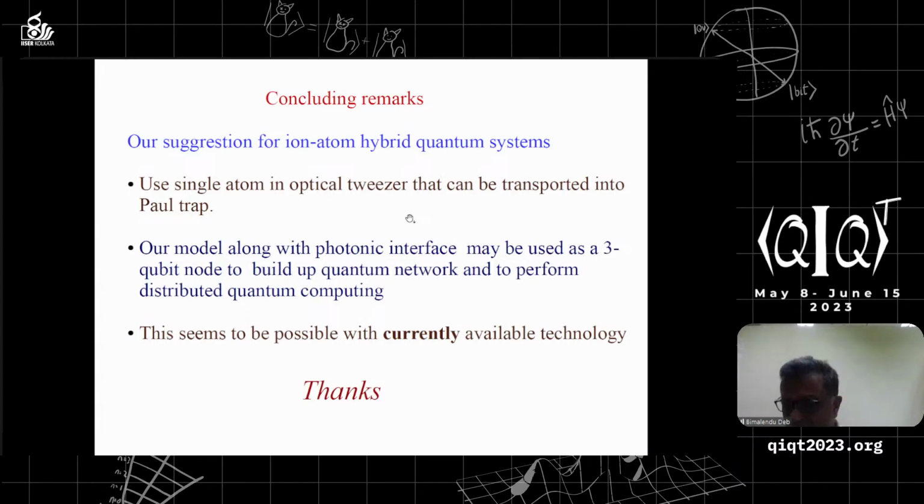Otherwise, one can make an admixture of the 2-qubit ground state with the Rydberg state to have strong interactions during the gate operation. So this seems to be possible with currently available technology. So with this, I conclude and thank you for your kind attention.